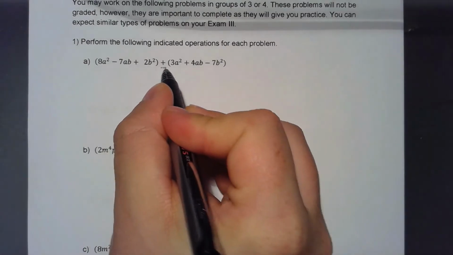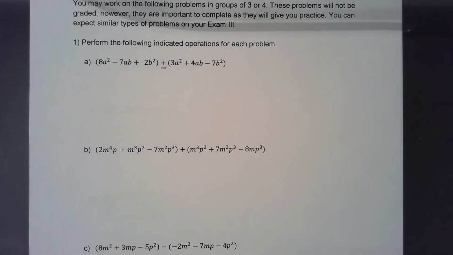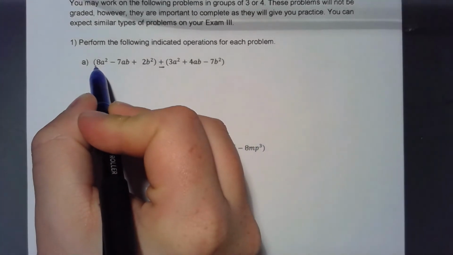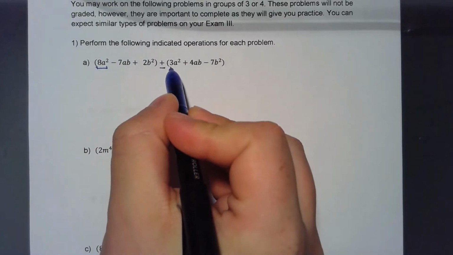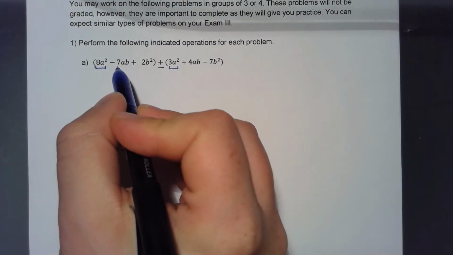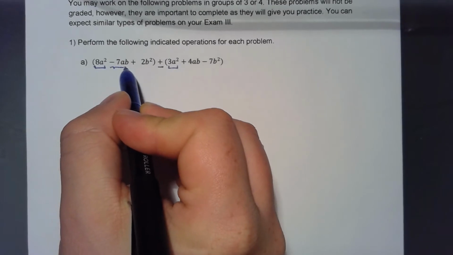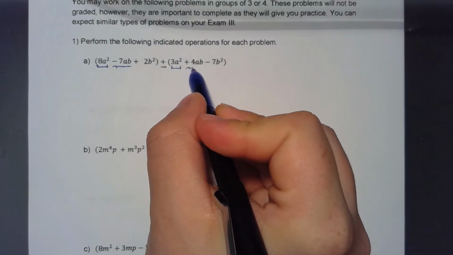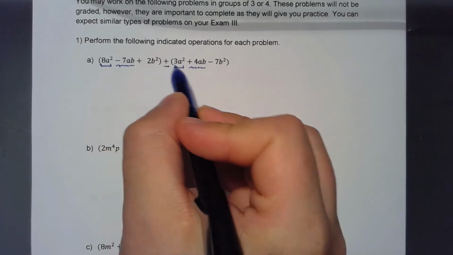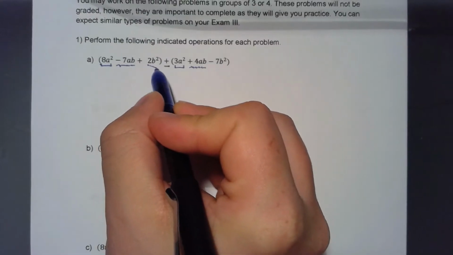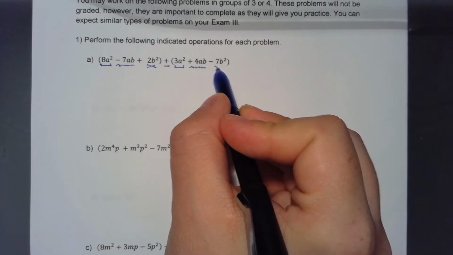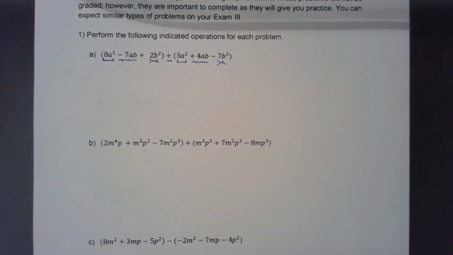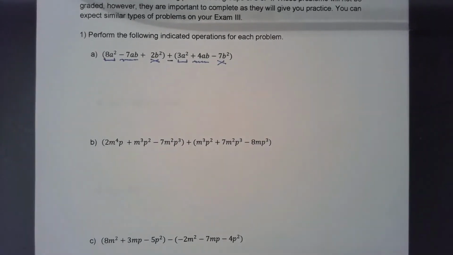Since I'm adding here, all I have to do is add the like terms together, right? So the a squareds are right here. The AB terms are right here. And then the B squared terms are right here. So by combining their coefficients together, we'll have performed the operation.